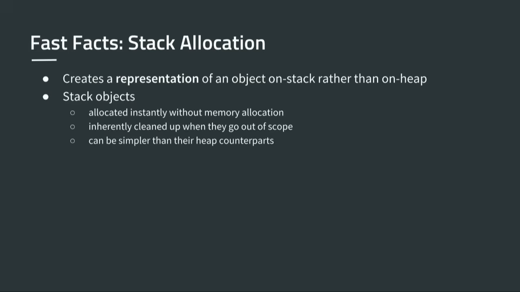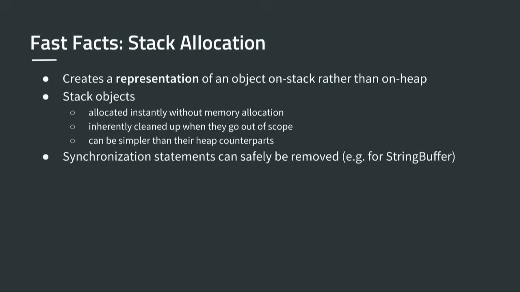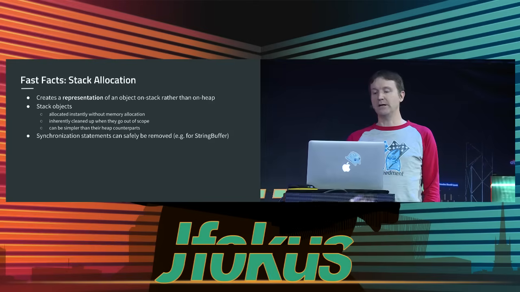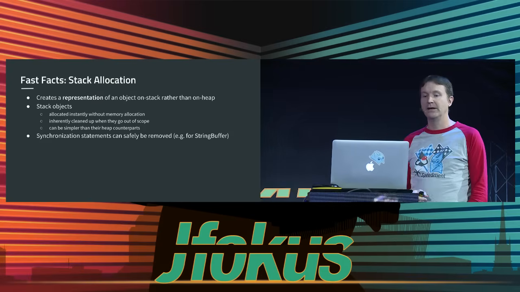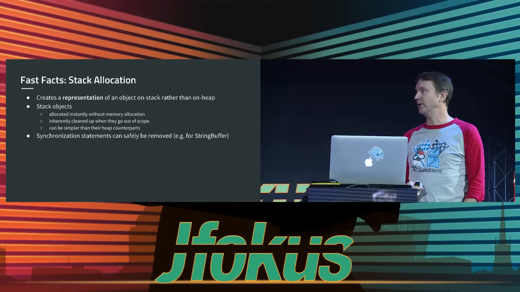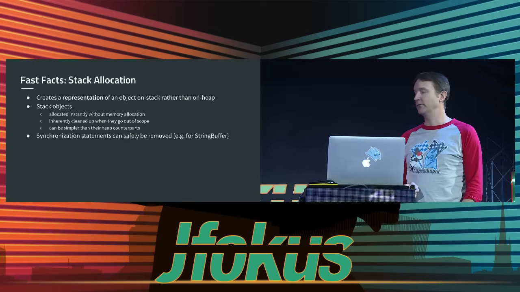They don't have to contain all the bells and whistles of ordinary objects, like, for instance, class pointer or synchronization primitives. And when we talk about synchronization, they can be totally removed because the object that passes the escape analysis cannot be observed by another thread. And thus, we can remove all the synchronization statements. So if I would have used a string buffer, which is a synchronized version of a string builder, the compiler can remove the synchronization and effectively turn the string buffer into a string builder.